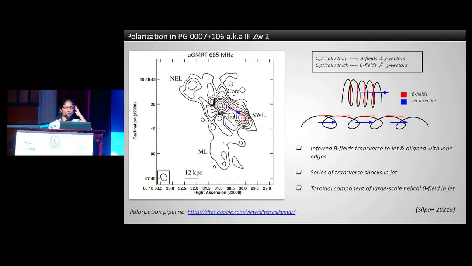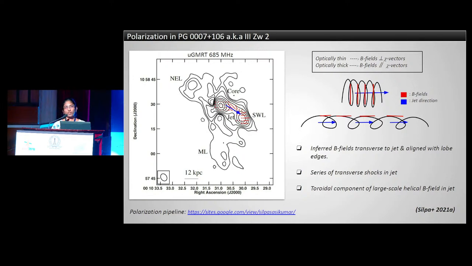Now to infer magnetic fields from these electric vectors, or the chi vectors, we follow synchrotron theory, which says that for optically thin regions, such as jets and lobes, the inferred magnetic fields will be perpendicular to these red vectors. And for optically thick regions like the core, the inferred magnetic fields will be parallel to the chi vectors. Therefore, we infer that the magnetic fields in the UGMRT jet are essentially transverse to the local direction of the jet. And the local direction of the jet is given by the blue tick.